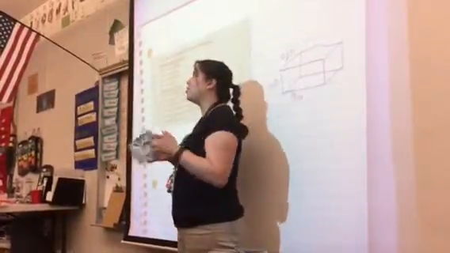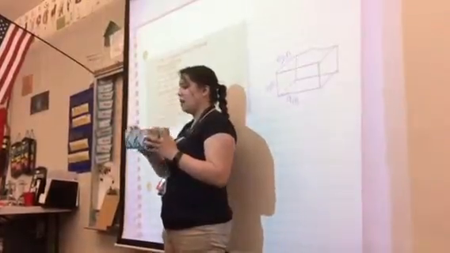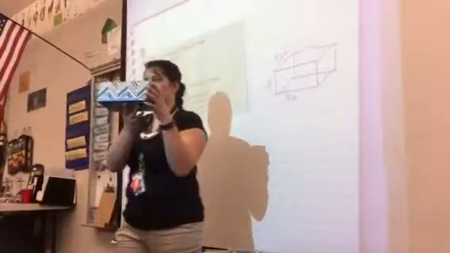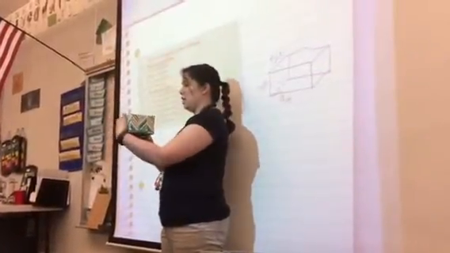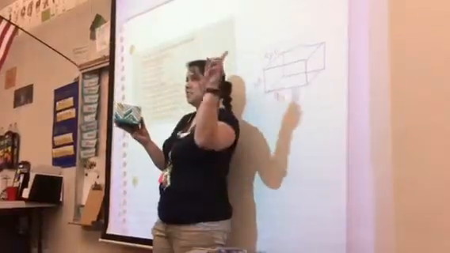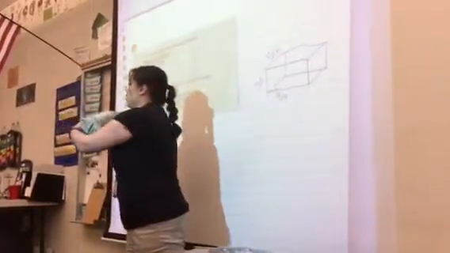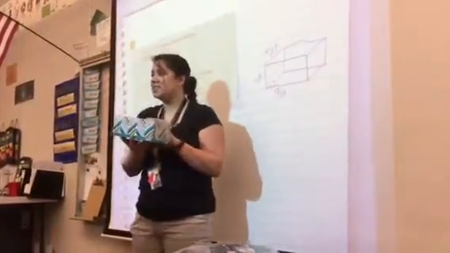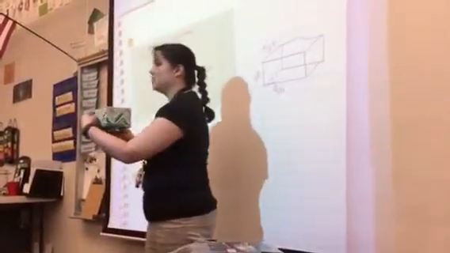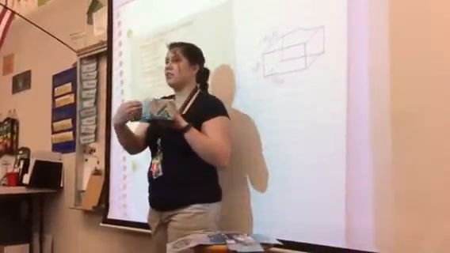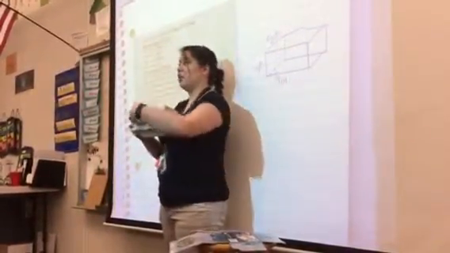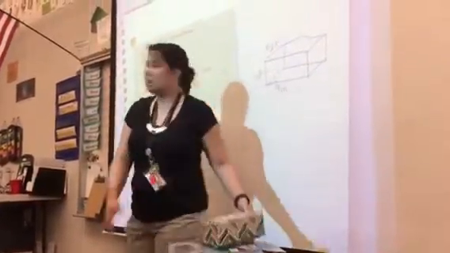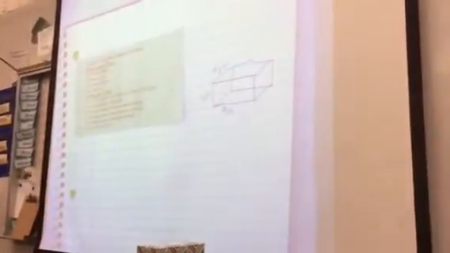So I'm going to ask you a question about this box. Everyone look at the front side. Do you think that this front side is the same or different in size compared to the back side? Same. Yeah, it's the same. So if I found the area for the front side, it would be the exact same as the area on the back side. Just like if I found the area for the top, it would be the same amount as the bottom.